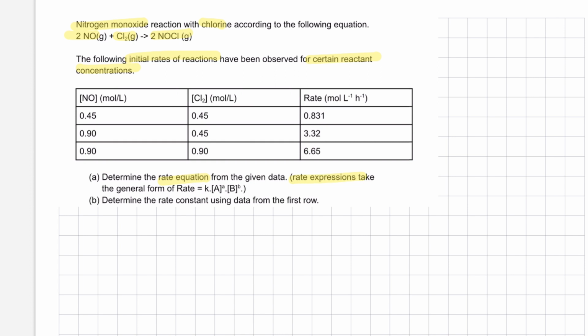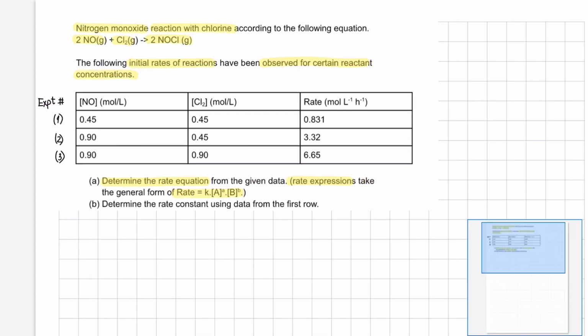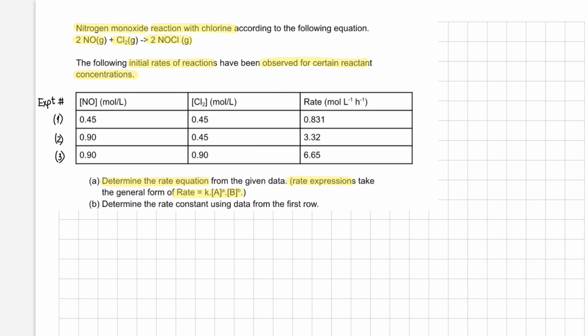Rate expressions take the general form of rate equals K times concentration of A to the power of a times concentration of B to the power of b. First, I would like to label the three experiments from 1 to 3. For each experiment, they use different concentrations of the reactants and record different initial rates of the reaction. Now let's focus on part A.